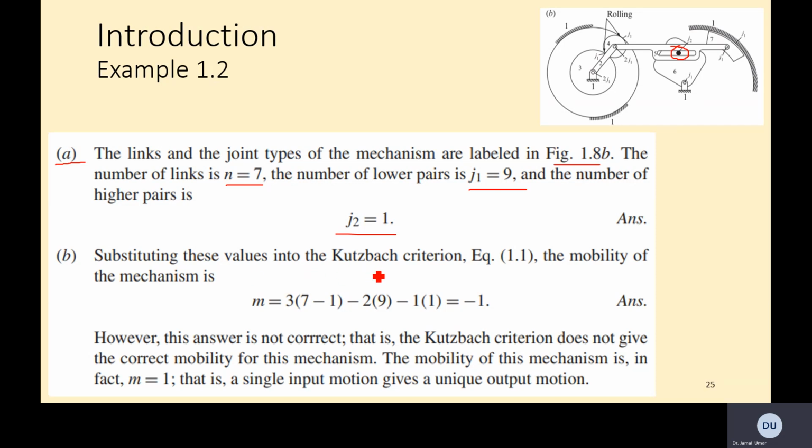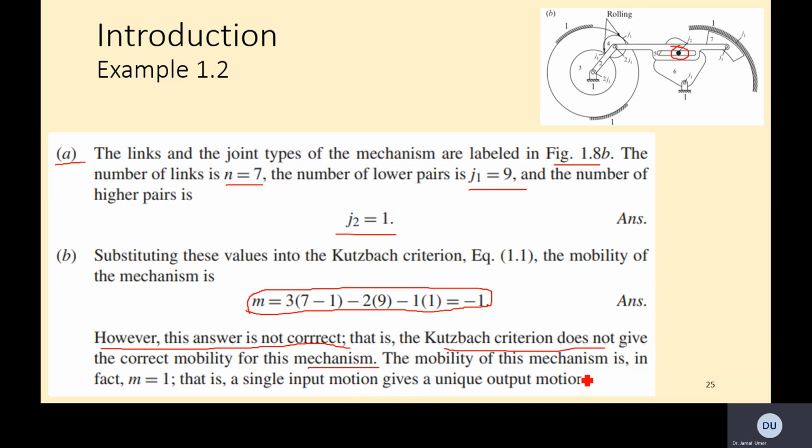So substituting the values in the Kutzbach criterion, the next one is a really simple one where you just plug in the numbers and then find the answer. You see the Kutzbach criterion is giving you the answer as -1, because this is just adding in the numbers, right? We just put the numbers from part A and then work out the value of M. However, this answer is not correct. This is the case where the Kutzbach criterion is not working in a good way. The Kutzbach criterion does not give the correct mobility of this mechanism.